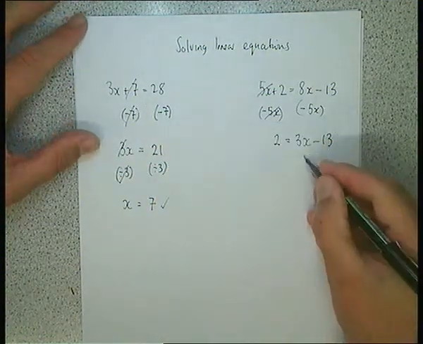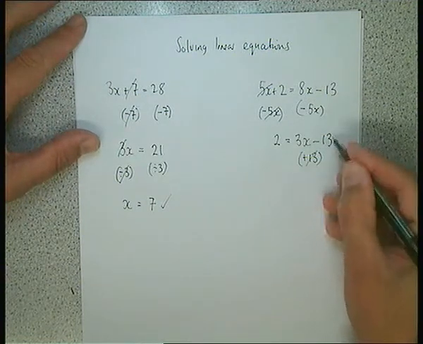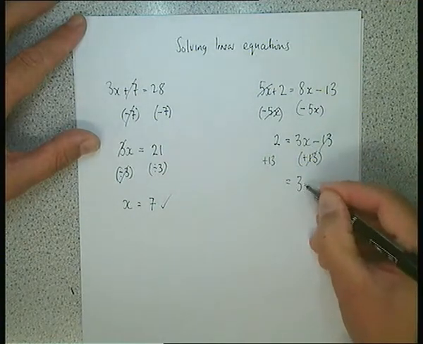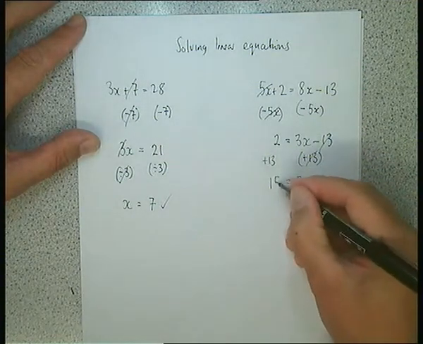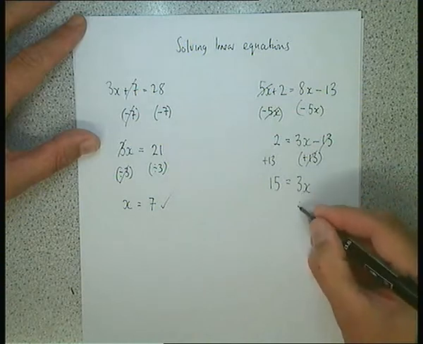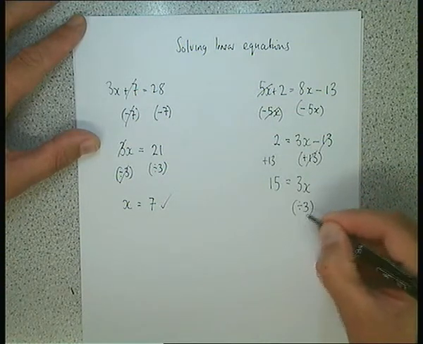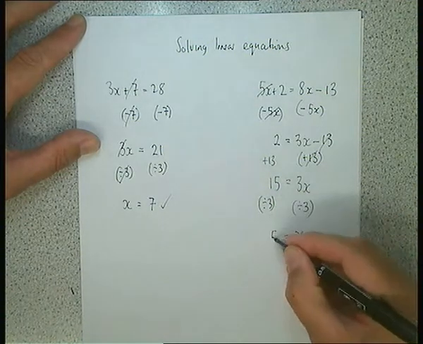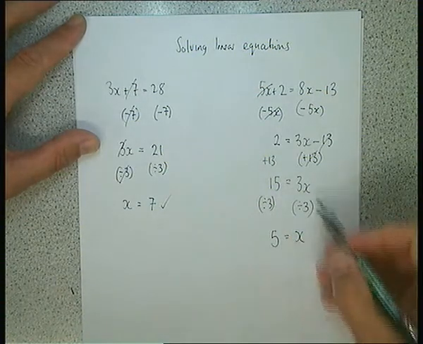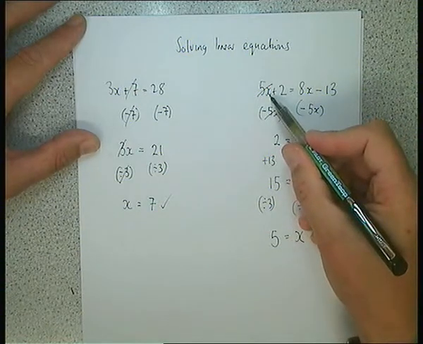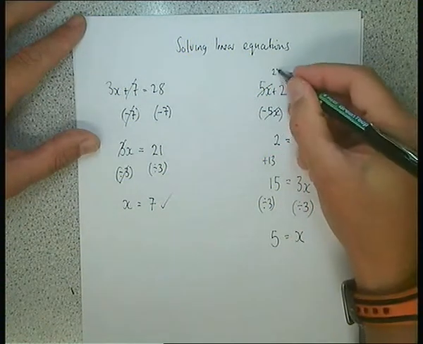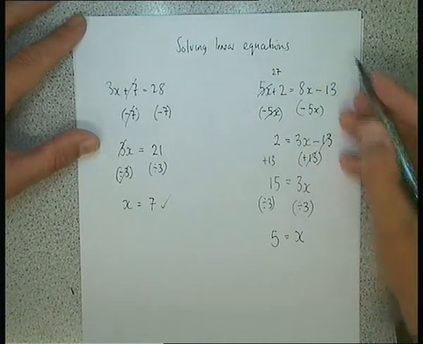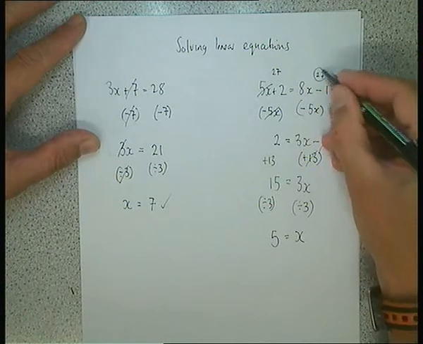Then I'm sort of left with the same bit as I did up here, and so I can add 13 to this side, which cancels with that. I have to add 13 to that side as well, and that gives me 3x, and this gives me 15. Again, I've got 3x's, so I've got to divide by 3, which gives me x. I've got to divide this side by 3 as well, which gives me 5. Let's check again. 5 times 5 is 25, plus 2 is 27, and 8 times 5 is 40, minus 13 is 27. As they're both the same, that must be true.